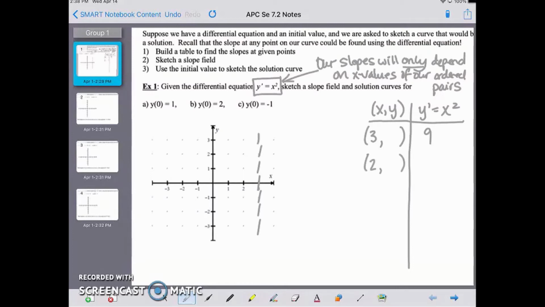And again, every ordered pair with x equals 2 is going to have the same slope, and that slope would be equal to 2 squared, which is 4. So along the vertical line x equals 2, I'm going to try to graph a slope of 4. So obviously not as steep as 9. When x is 1, my slopes will be 1 squared, which is 1. So I want to graph a slope of 1 when x is 1. When x is 0, my slope is going to be 0, right? So those are going to be horizontal segments here for my slope.